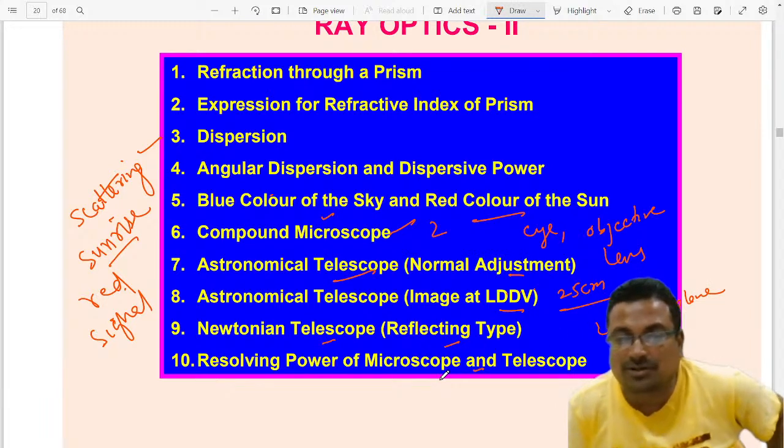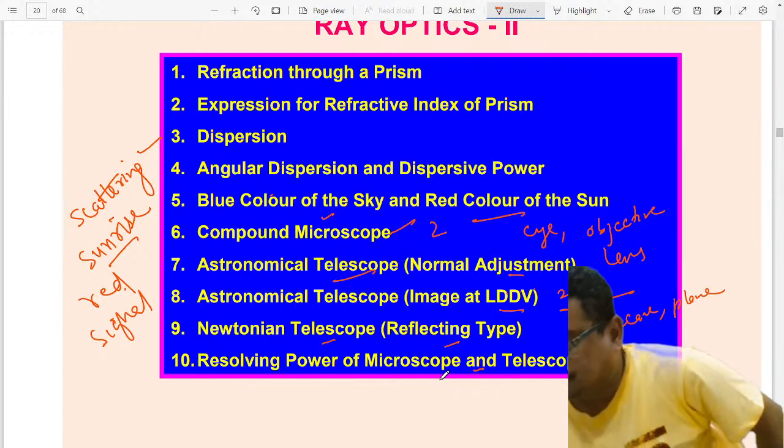So lastly, we discussed the resolving power of the microscope.